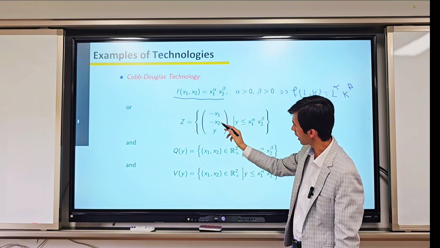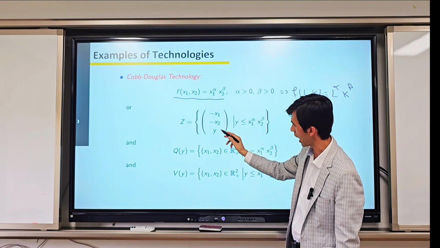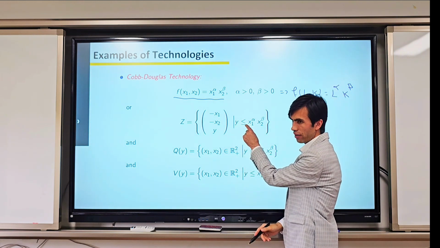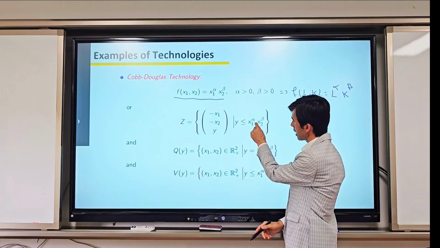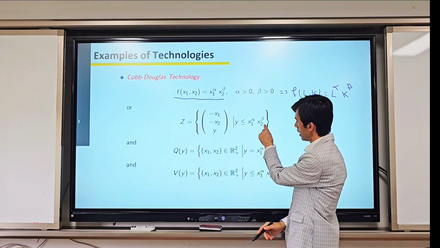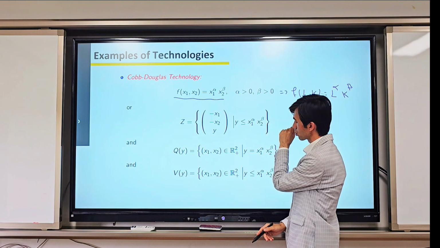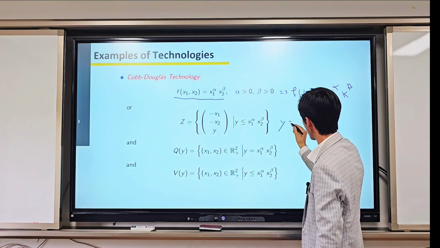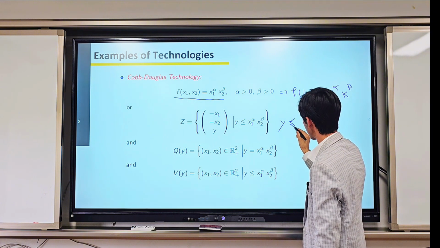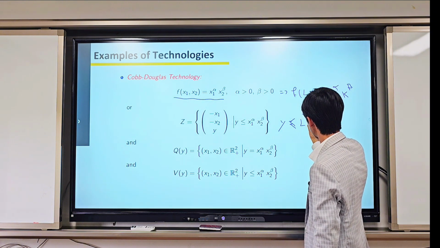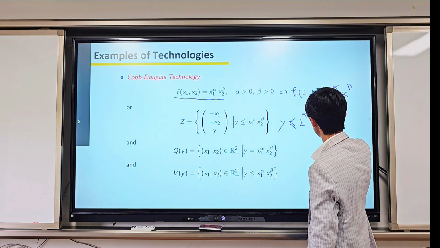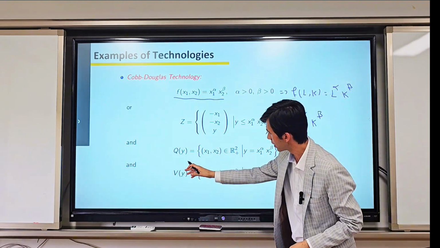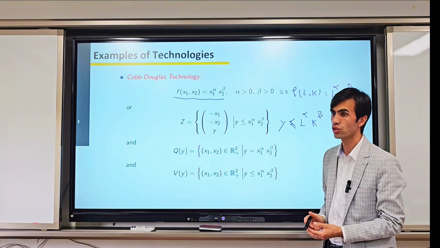So x1 and x2 are our inputs and y is our output, such that y, or the level of output, should be less than or equal to x1 to the power of alpha, x2 to the power of beta. In this case, we can write y is less than or equal to L to the power of alpha, K to the power of beta. Just change x1 and x2 to L and K. And this one is our isoquant.